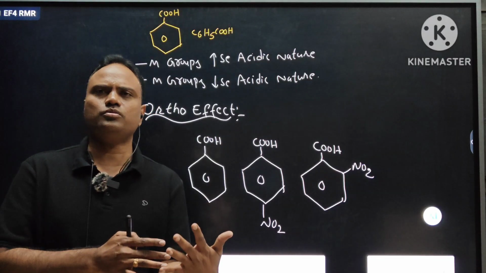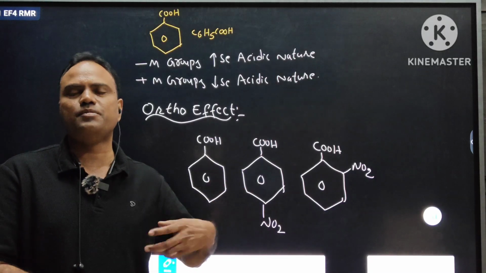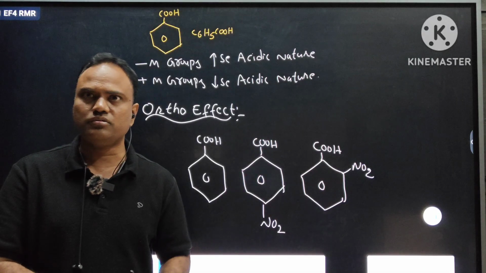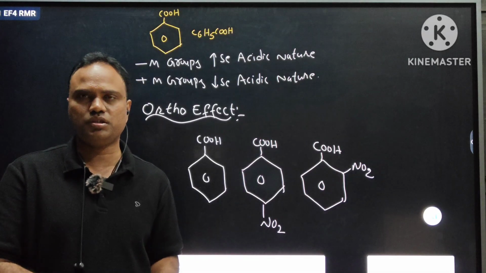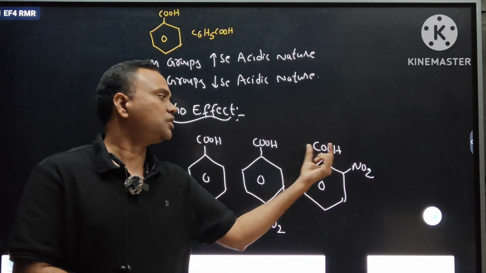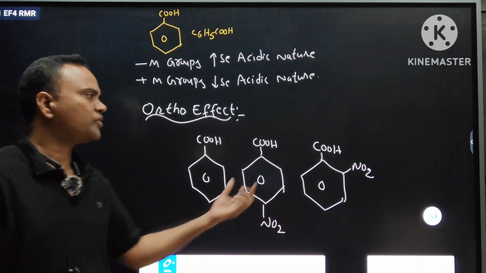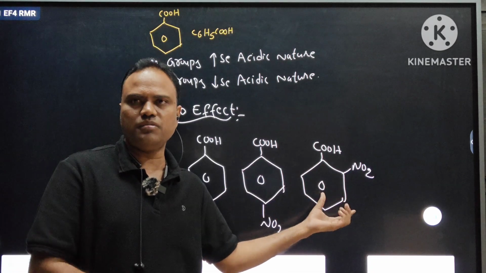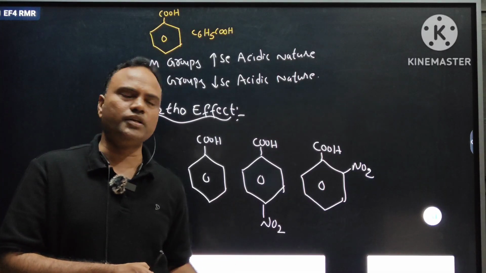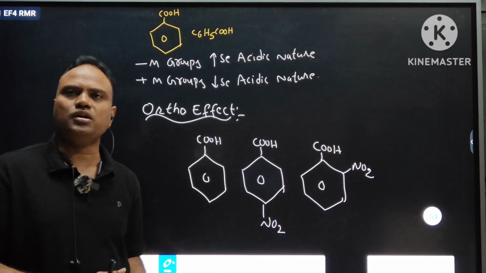Whatever the nature of the group, whether it is plus M or minus M, irrespective of its nature, if it is present in the ortho position, then that acid will be more acidic than the remaining. That is only the ortho effect. The ortho substituted benzoic acid is a stronger acid than the remaining. If any substituent, plus M or minus M, is present in the ortho position, that will be more acidic than the remaining isomers.